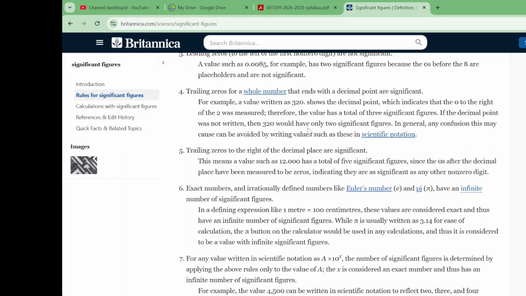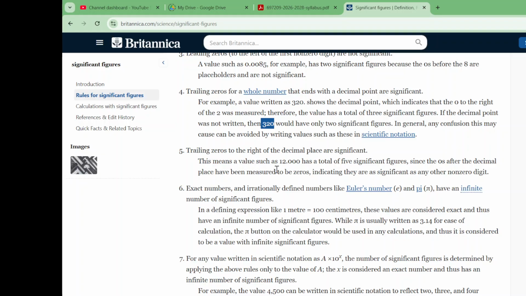Of course, if you don't write the decimal, you only write 320, then it will only be considered as 2 significant figures. If you remove the 0, then it becomes 32. So obviously that matters, but in terms of significant figures, it won't be counted. So 320 as a number only has 2 significant figures. The 0 at the end does not count.